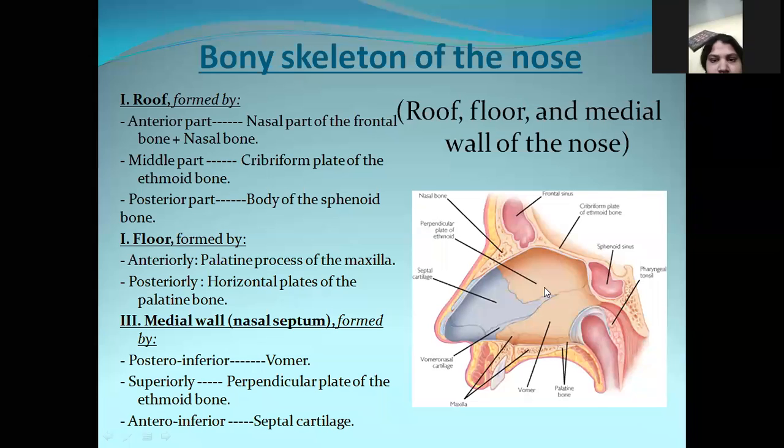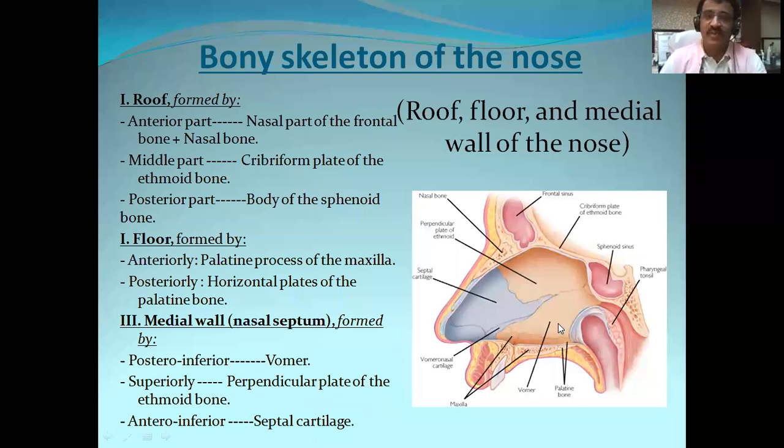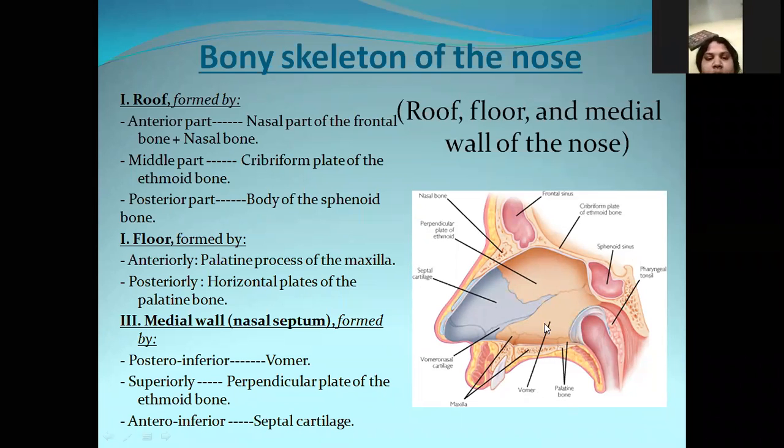We are into the nose, okay? One by one we study. And now the medial wall. In between the two nasal cavities there is a septum, and that is called the nasal septum, and I told you that. So the medial wall is made up of the nasal septum, but the nasal septum is formed by three components. One, posterior inferiorly there is the vomer bone. You can see the vomer bone here. So this is the posterior inferior part of the nasal septum.